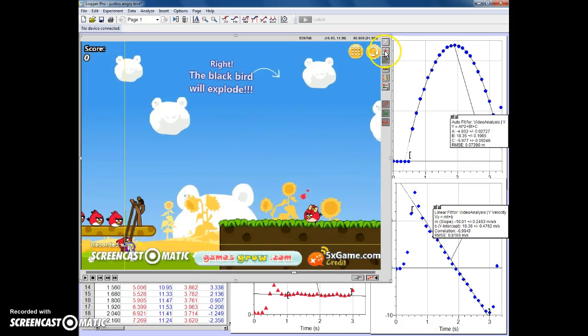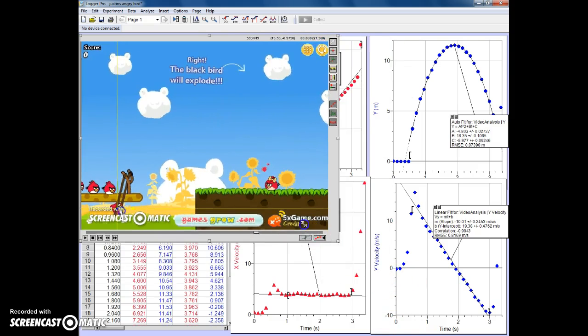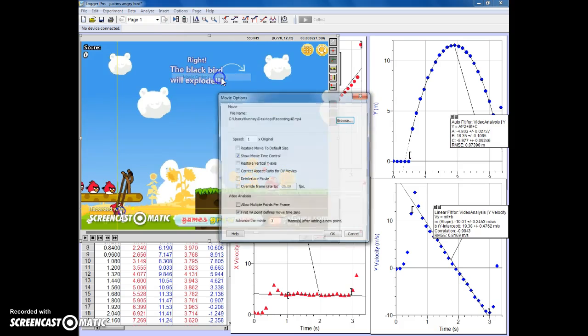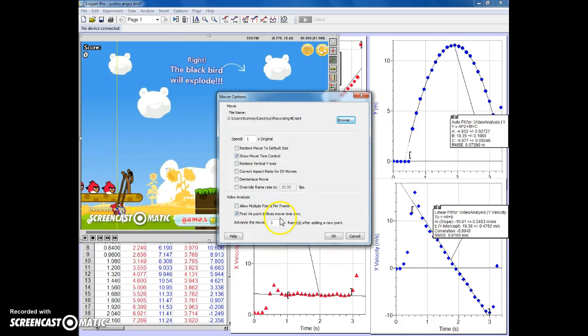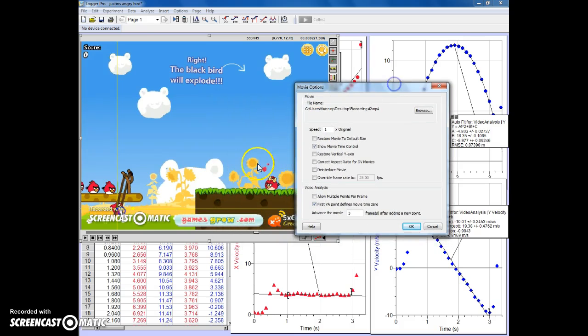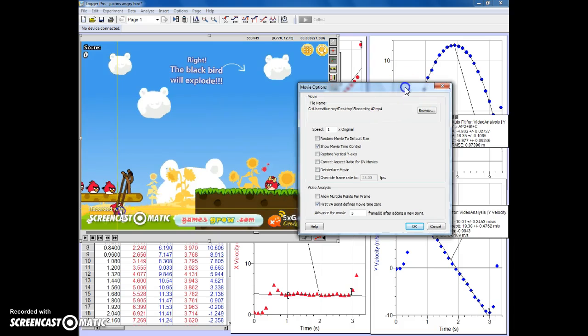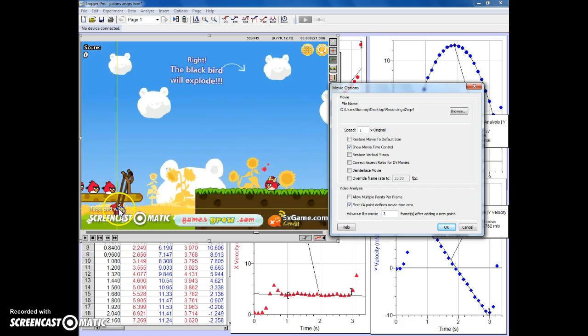Before you start plotting your points as a parabola, you have to go to options, movie options. You have to say that the first VA point defines movie time 0. What that means is once you click, that point's going to be 0, and from then on it's just going to start from 0. It's basically all it is at your first click.